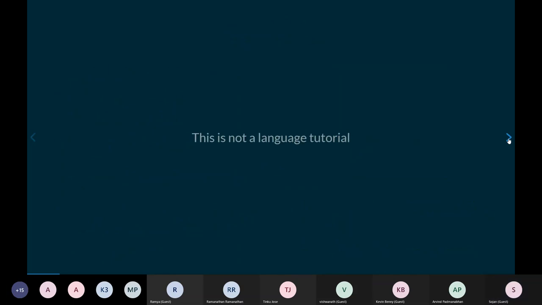So this is not a language tutorial. The language is a big language, as any language is, and you cannot cover the nitty-gritties of the language in a short time. But my intent is to give you an idea of what Rust is all about, why it is important, why it is a good language to learn. But before getting into the language, I will take a slight detour.